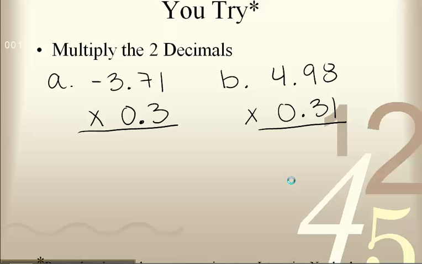So this u-try, or the 2 u-tries here, say to multiply negative 3.71 times 0.3, and then to multiply 4.91 times 0.31. Again, interactive notebook is important. Left side notes, right side the u-tries, and that's the end of this video.